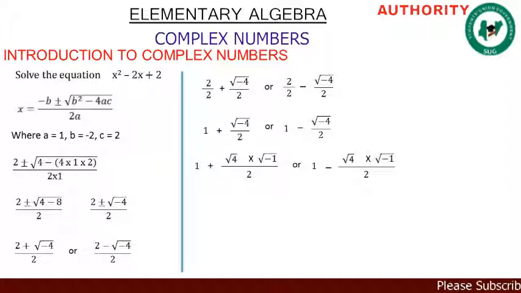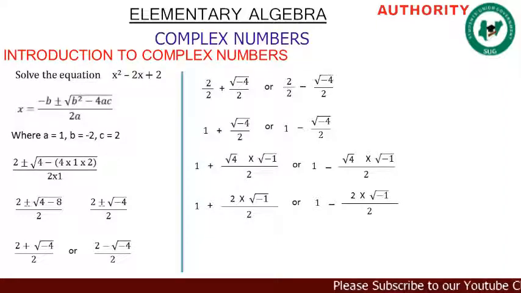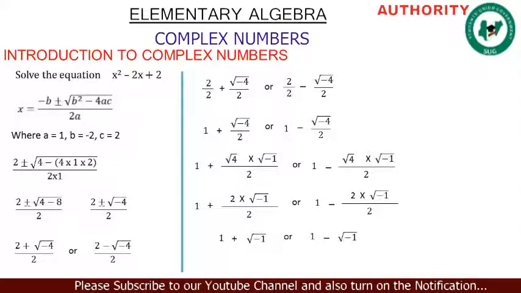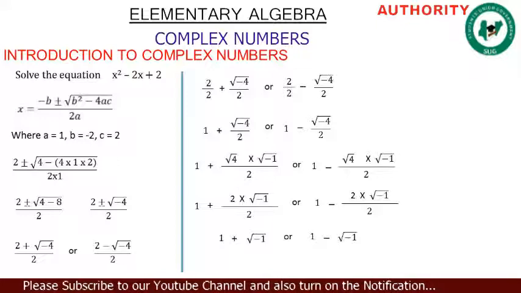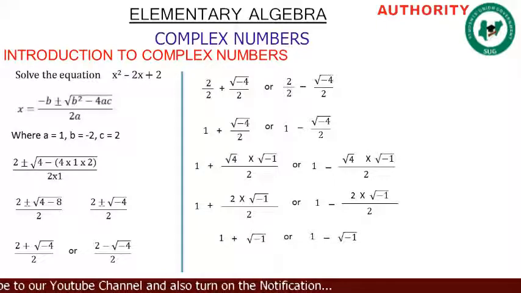Square root of 4 is equal to 2, so we have 2 times square root of minus 1, or 1 minus 2 times square root of minus 1, all over 2. When you perform this operation, the 2 above cancels the 2 below, so we're left with 1 plus square root of minus 1, or 1 minus square root of minus 1.